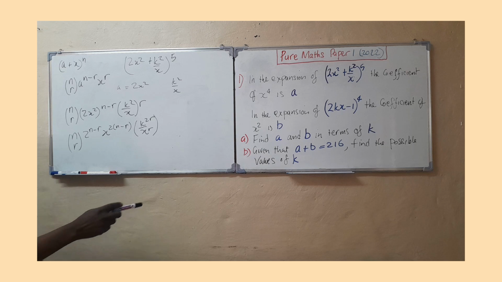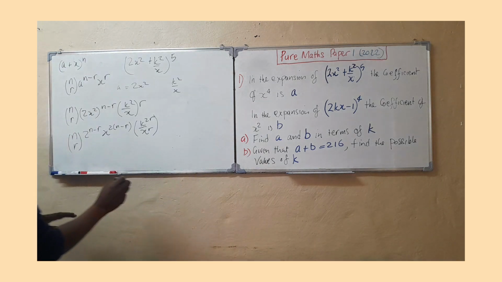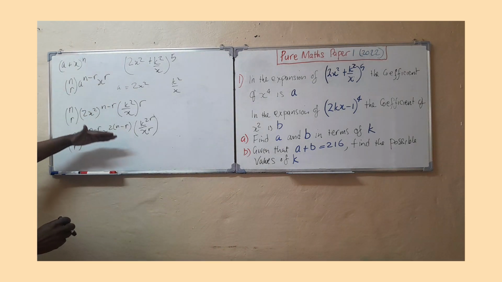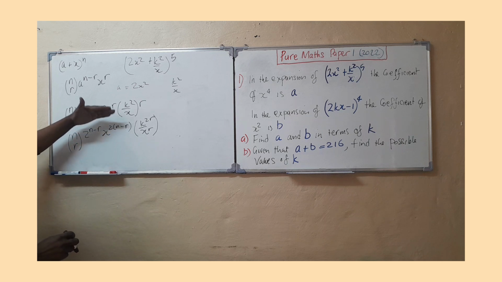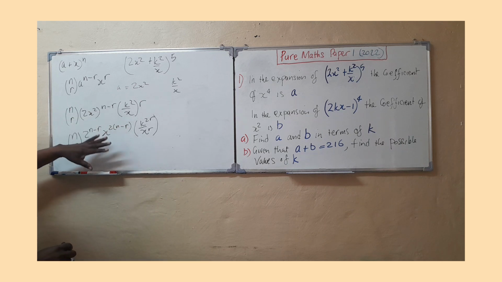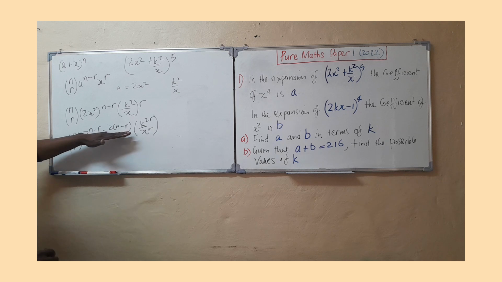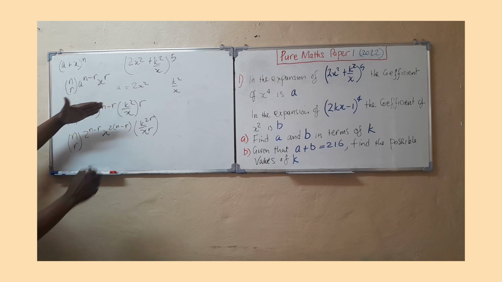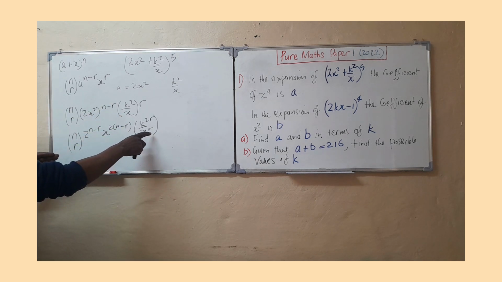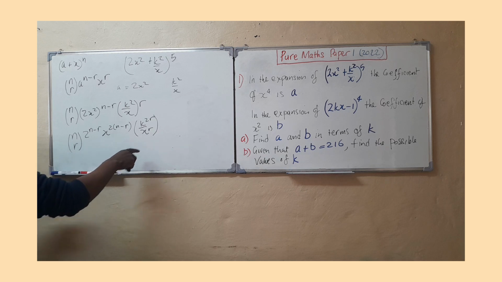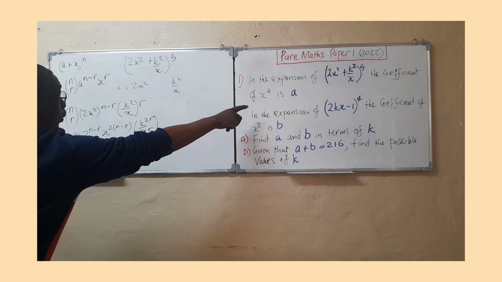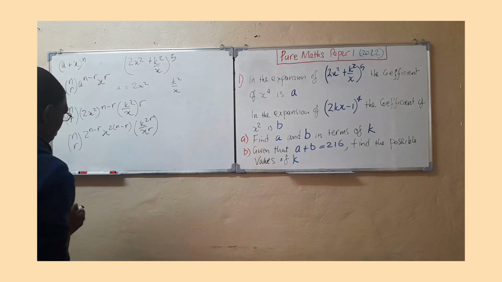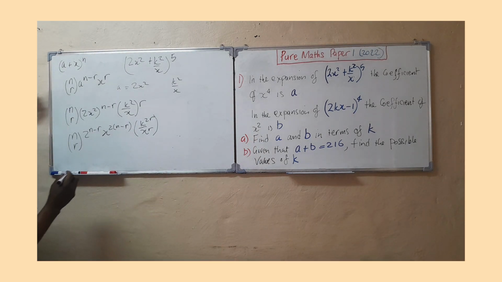But we want the term in x to the power 4. And we know that when we are dealing with indices, when we divide, we subtract the powers. So the powers of x on top, when we subtract the powers of x at the bottom, they should add up to 4. We should end up with an x to the power 4. So we can have a little equation here.